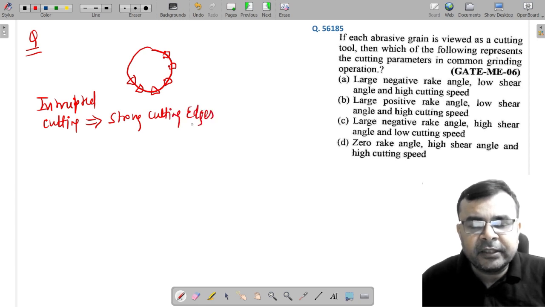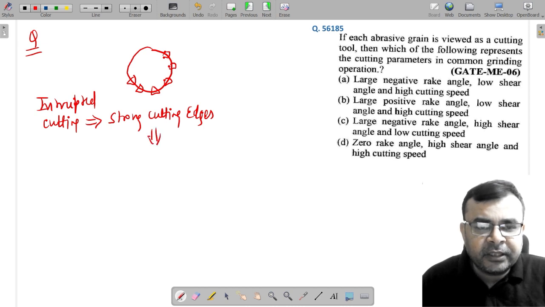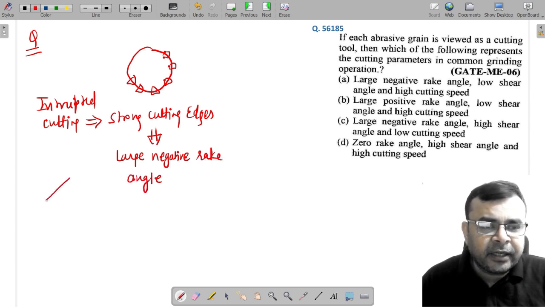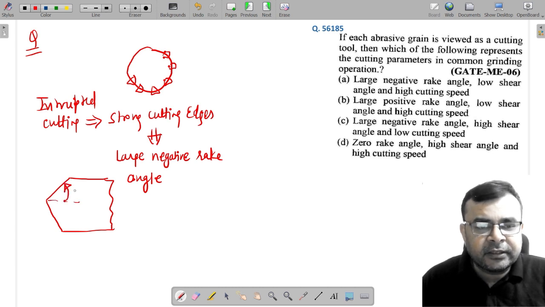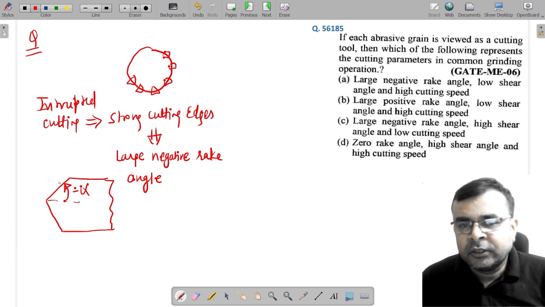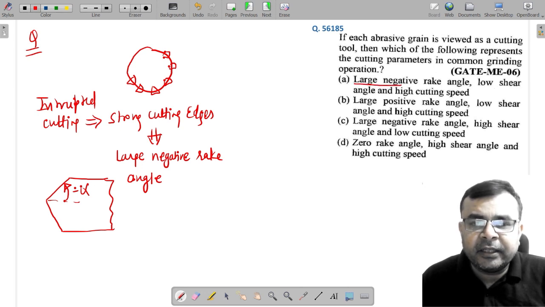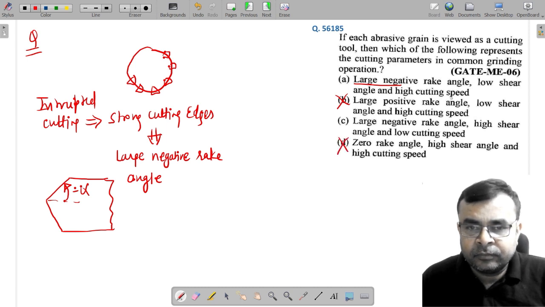And how do we get strong cutting edges? Strong cutting edges can be obtained by giving a large negative rake angle. Large negative rake angle means it is looking like this. This is the front view of the tool. If your rake angle is looking like this, then this is called a negative rake angle. Yes or no? If you have a large negative rake angle, then obviously your tool becomes stronger. So the large negative rake angle is right. So this one is wrong.